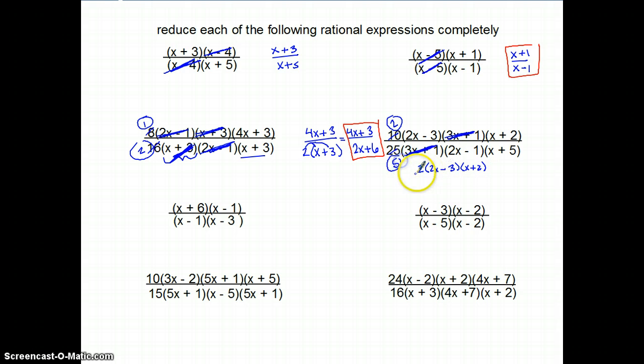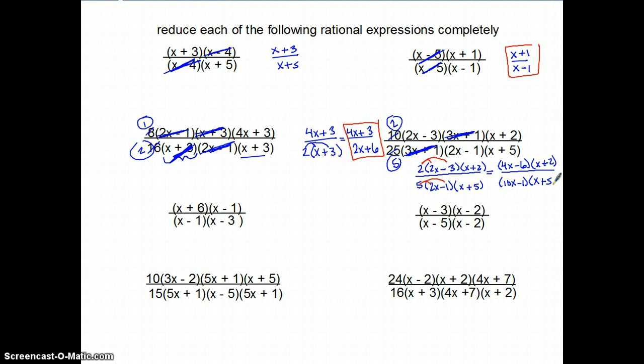On the bottom, I have a 5, I have a 2x minus 1, and an x plus 5. From here, you should distribute your 2 and distribute the 5 on the bottom, leaving you with one factor of 4x minus 6, and that x plus 2 is still the same. And on the bottom, distributing that 5 leaves me with a 10x minus 5 and an x plus 5.